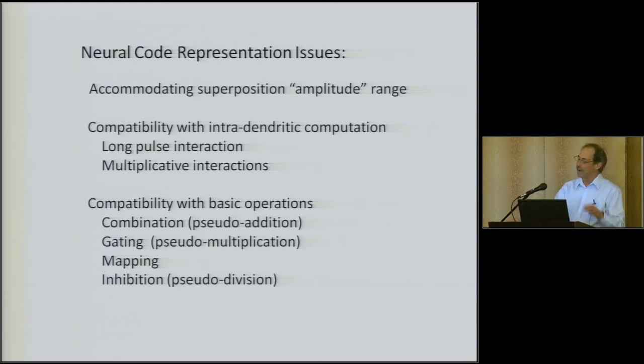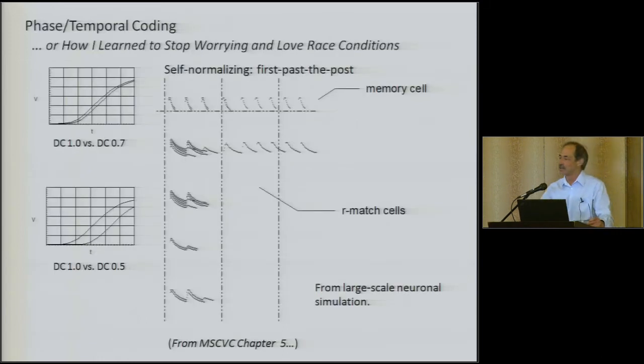So instead of using amplitudes, we represent it with phase or temporal coding, which means that the signal corresponds to the greater the amplitude, the greater the magnitude of the signal.